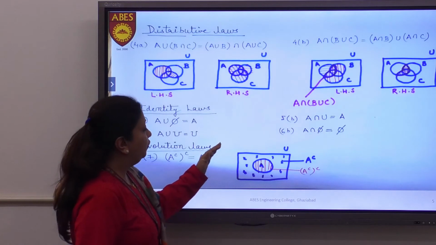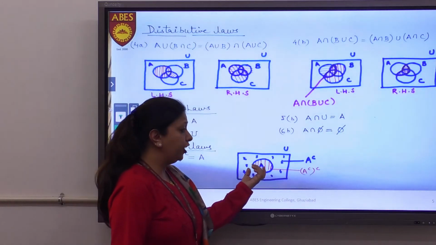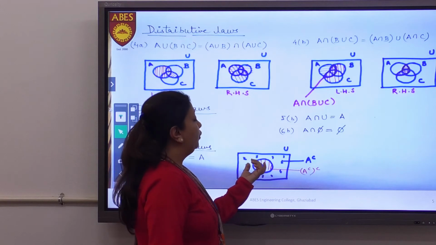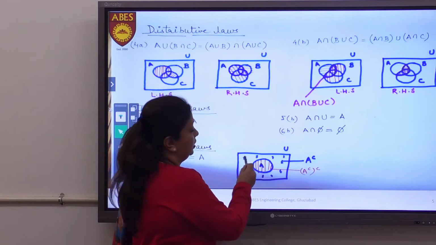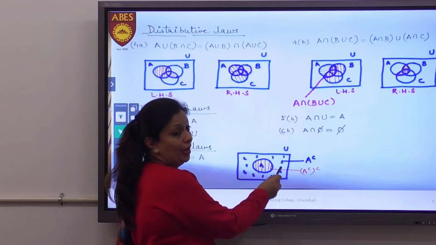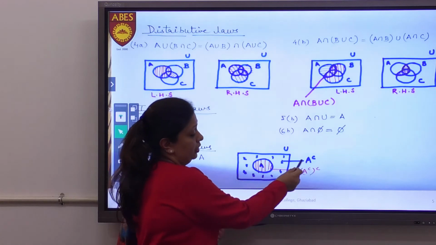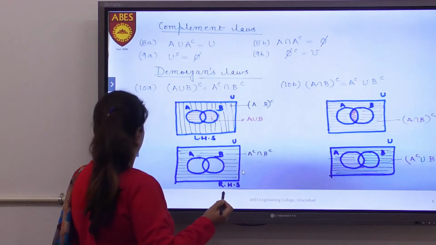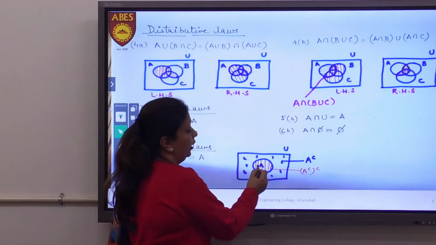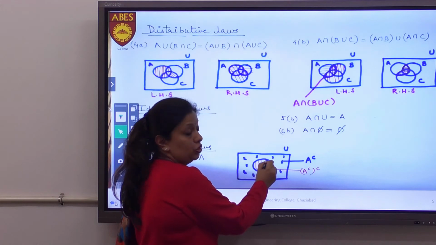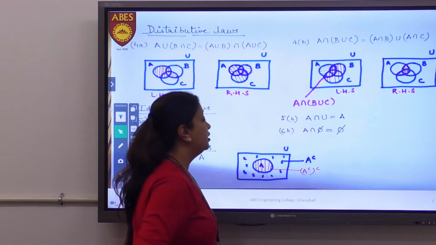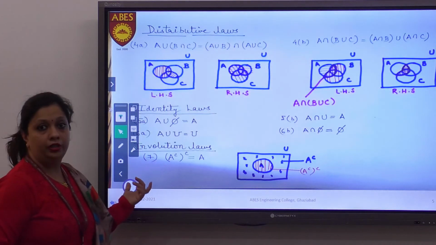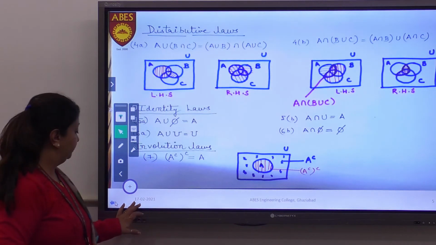So to show this with the Venn diagram, I have taken this set A. First of all I will take the complement of this set A. The complement of this set A has been shown by these dots, that is A's complement. Now if I take the complement of this portion again, I get this inner portion which is shown by the vertical line, that is the set A itself. So we can say that the involution law holds.